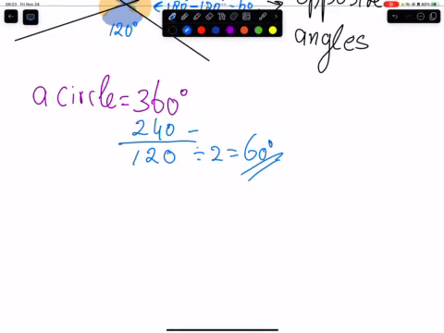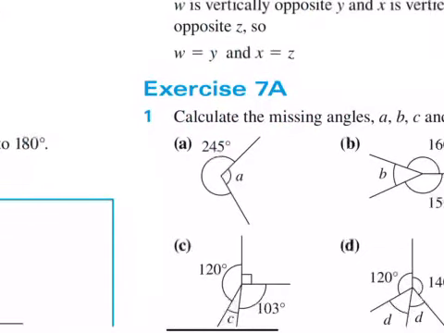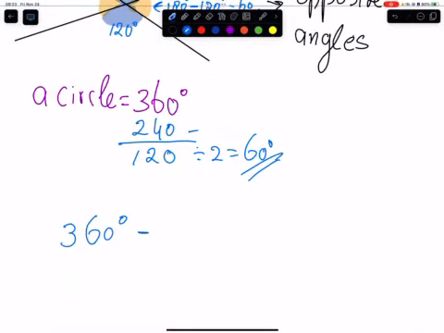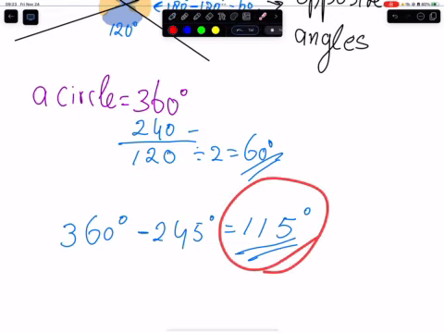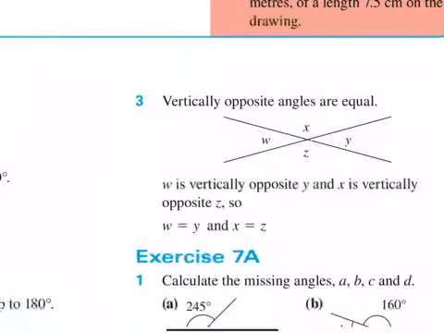So what is the answer? 360 degrees. Yes, it's a circle. Minus or subtract that 245, and you are left with 115 degrees. That's your answer. That is calculate. If you only write 115 and the question clearly says calculate, it's wrong.